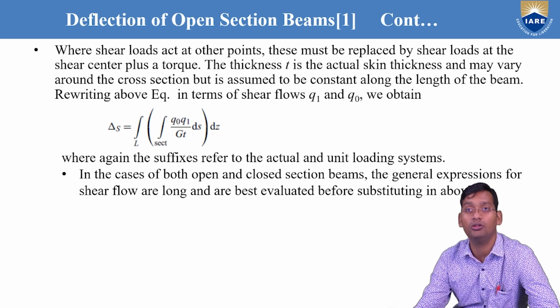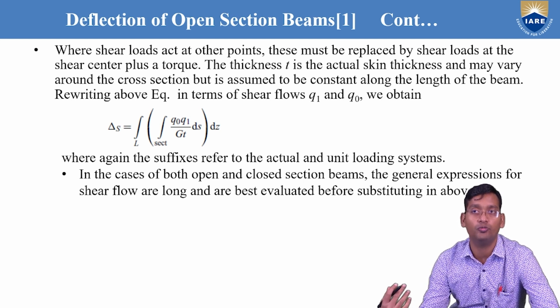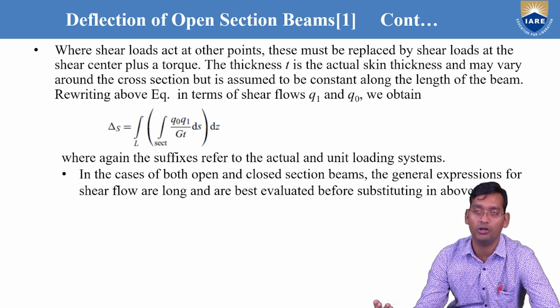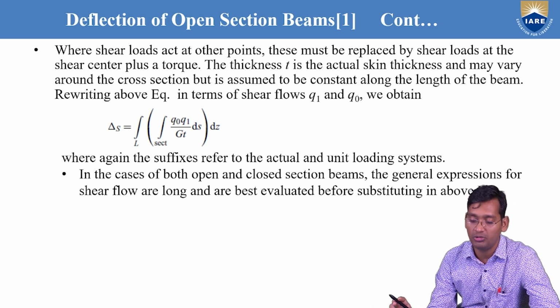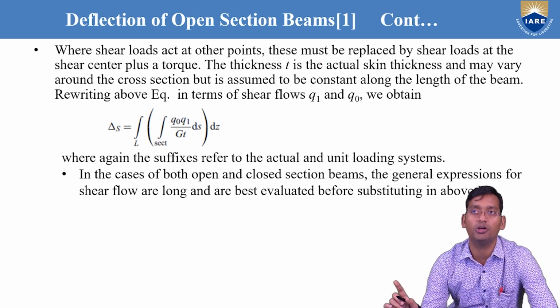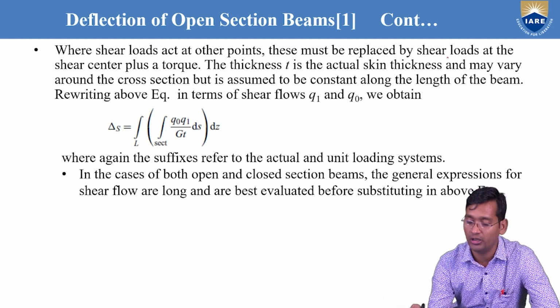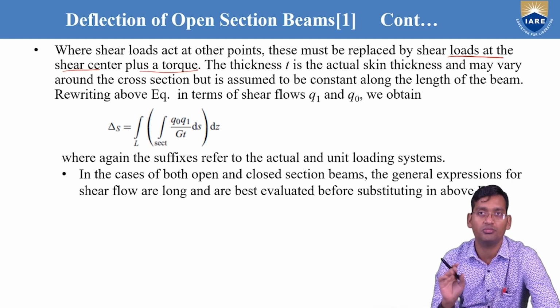Suppose any load is acting somewhere not at the shear center. Then we have to ignore the twist, that is, the torsion. To remove the torsion, we apply that force at the shear center, and from that point to the shear center, whatever moment there is, we have to put there. So the load is converted into a load plus a torque: the load at the shear center plus a torque. That load into the distance will give the torque.